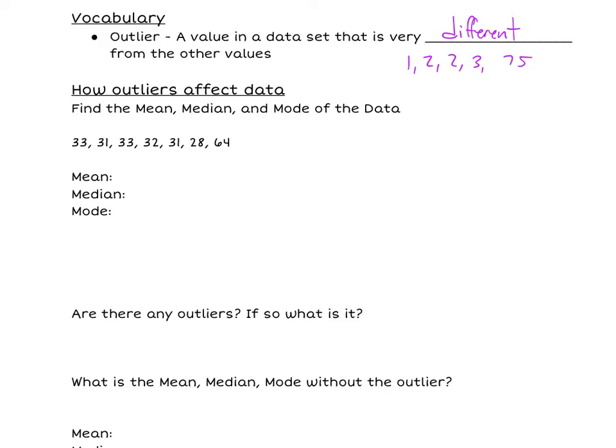So you said 64. It's very different than these other numbers. These are all pretty close to each other, but 64 is very different. So are there any outliers? Yes. And what is it? It's the number 64.